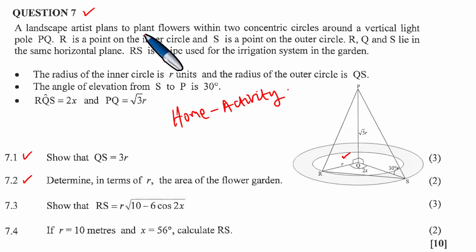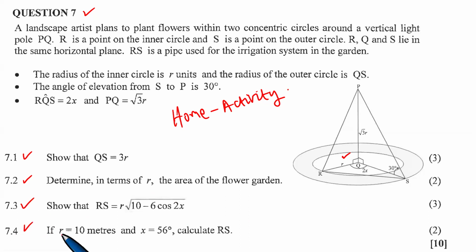Remember the flower garden, these flowers will be planted within two concentric circles. So you need the area of the flower garden in terms of R. Then show that RS is this one, with the square root. This is a past exam question I pretty much did last year with other students. Because the question has a square root, it suggests the cosine rule in 7.3.